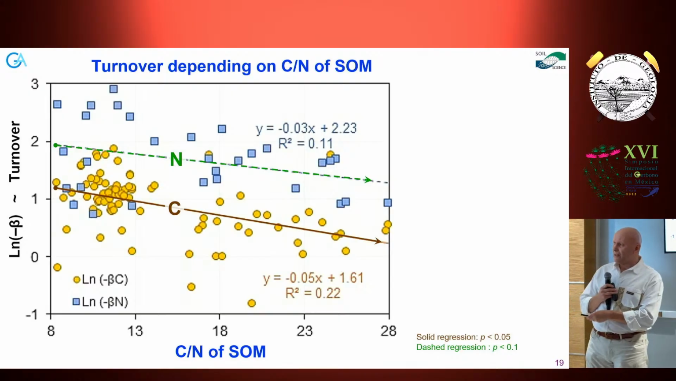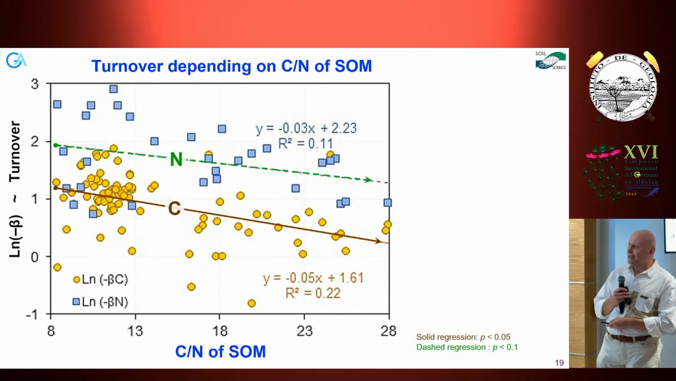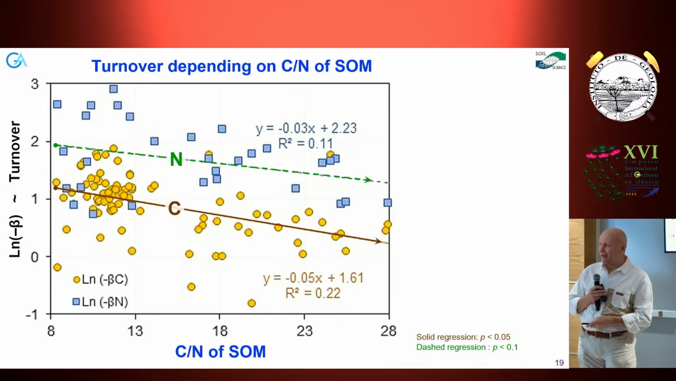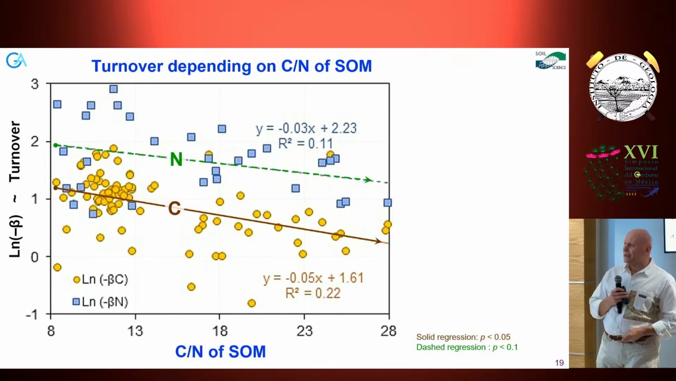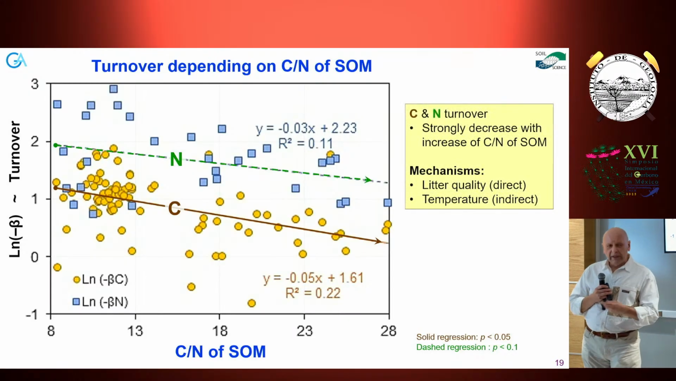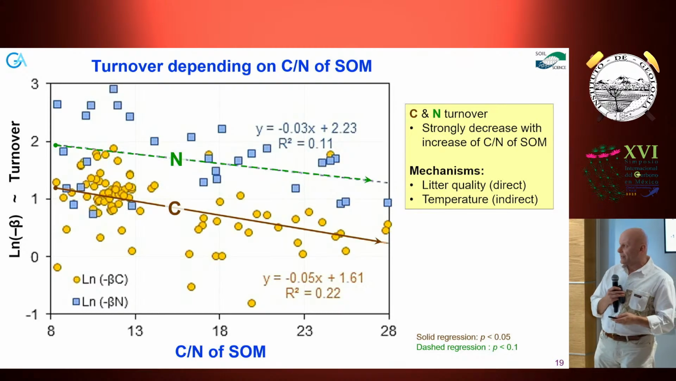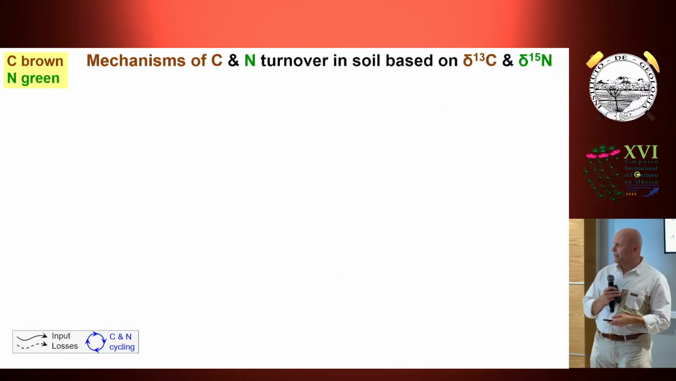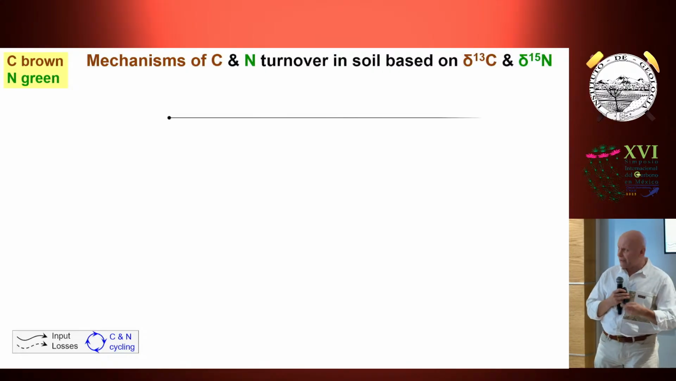It is a slower turnover with increasing soil organic matter. For nitrogen too, but the regression was not significant. And again, I think the mechanism for that is the quality of litter, which directly affects the turnover. And this is temperature, which indirectly affects the turnover.